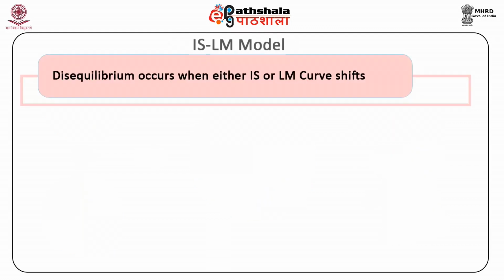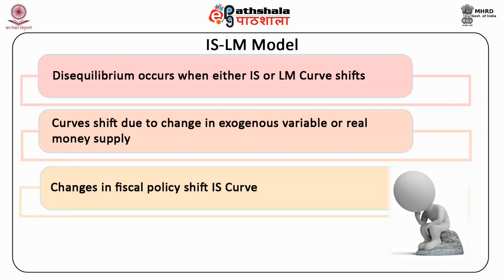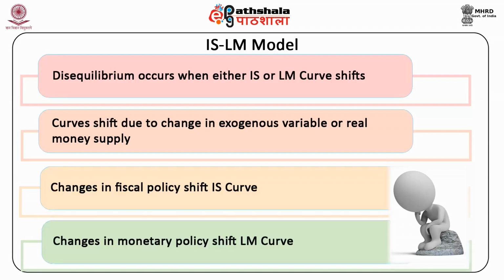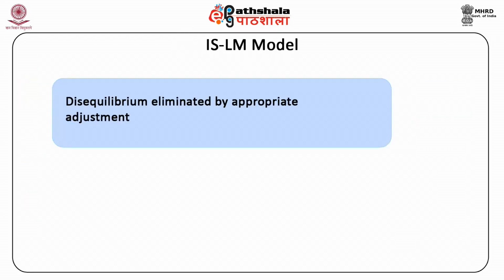A disequilibrium occurs whenever either of these two curves shifts due to a change in exogenous variables like autonomous expenditure, including fiscal policy, and real money supply, that is monetary policy. The changes in fiscal policy shift the IS curve, while the LM curve is shifted by changes in the monetary policy. This disequilibrium is eliminated by appropriate adjustment in income and interest rate.